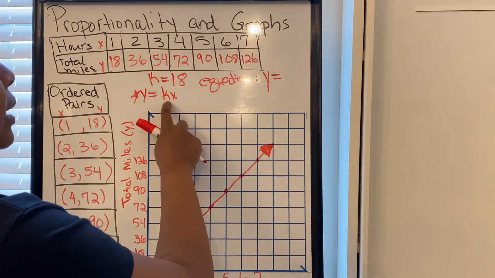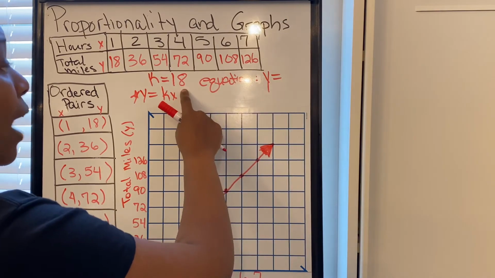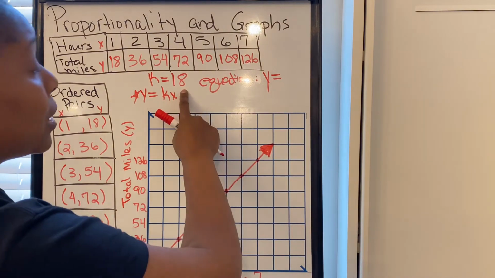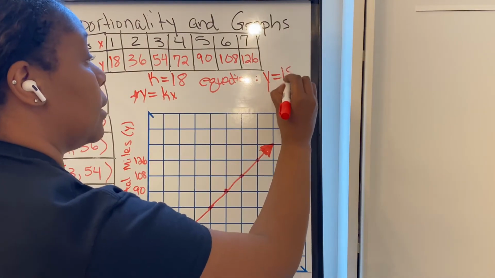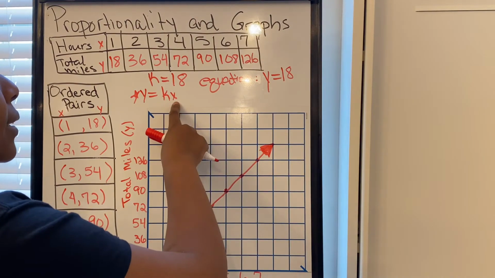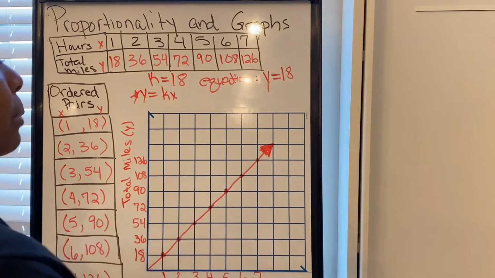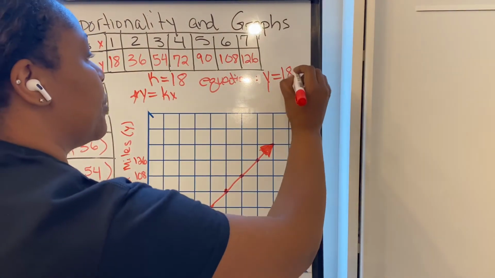So instead of writing K over here, I'm going to write what the value of K is. What is the value of K in this example? It's 18. Do I have my X? I do. I have a lot of X's. But am I going to write times 1, 2, 3, 4, 5, 6, 7? No. I'm just going to write the X.